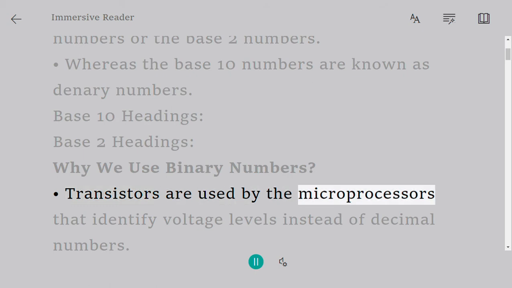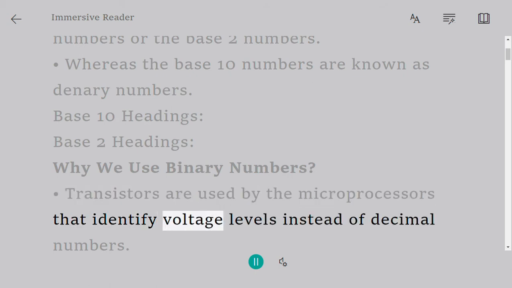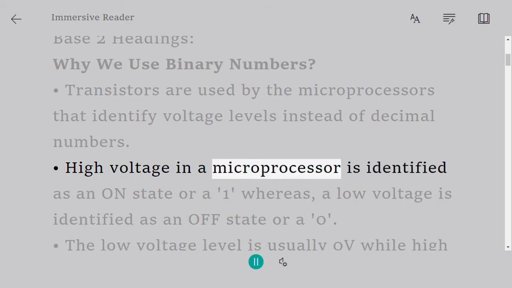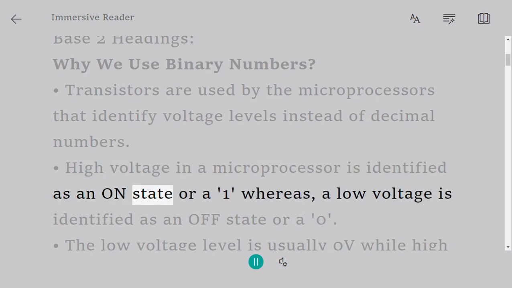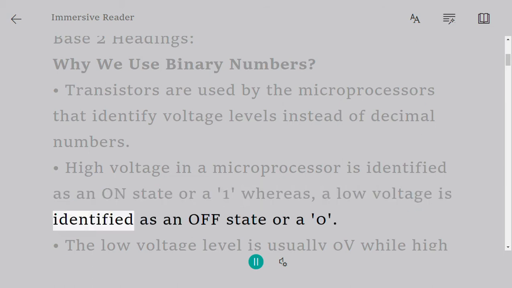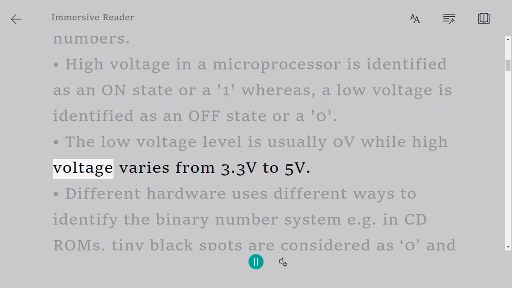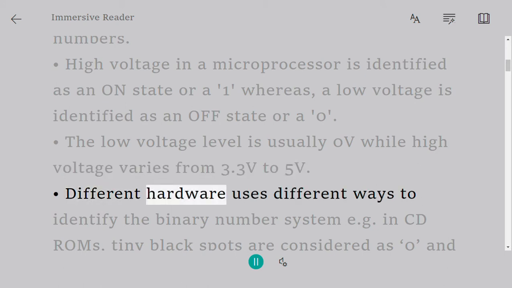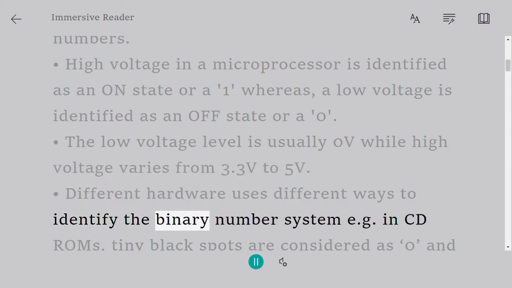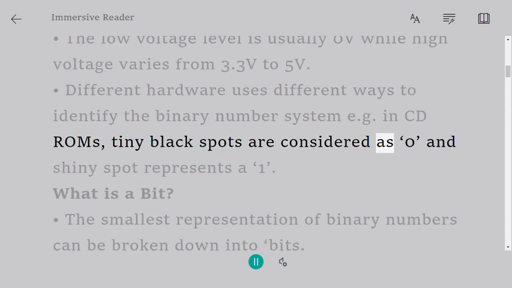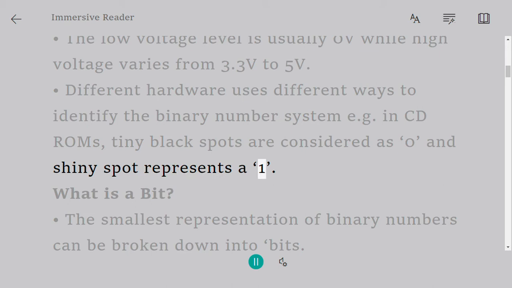Transistors are used by the microprocessors that identify voltage levels instead of decimal numbers. High voltage in a microprocessor is identified as an on state or a 1, whereas a low voltage is identified as an off state or a 0. The low voltage level is usually 0V, while high voltage varies from 3.3V to 5V. Different hardware uses different ways to identify the binary number system, e.g. in CD-ROMs, tiny black spots are considered as 0 and a shiny spot represents a 1.